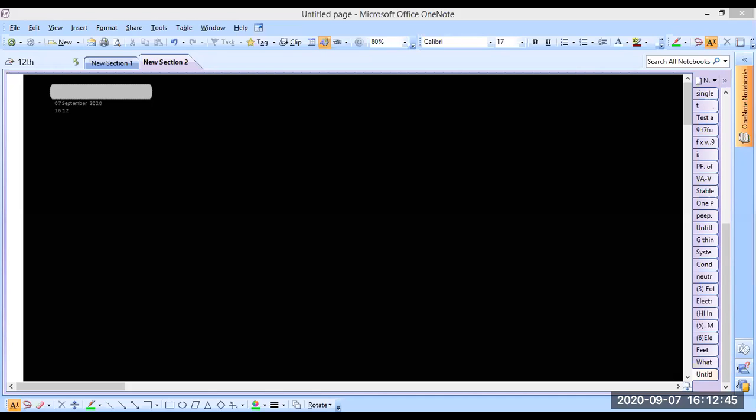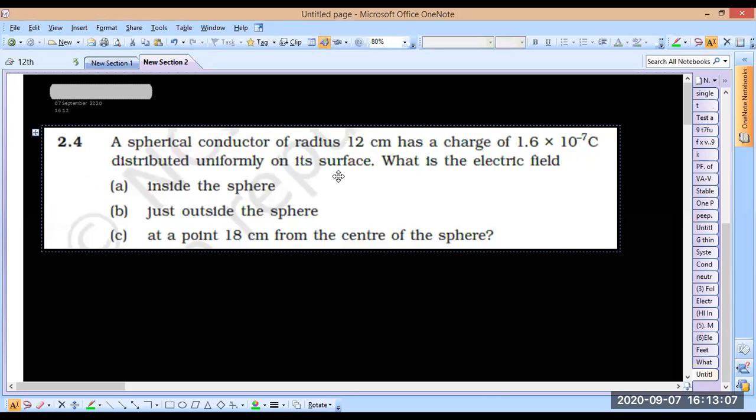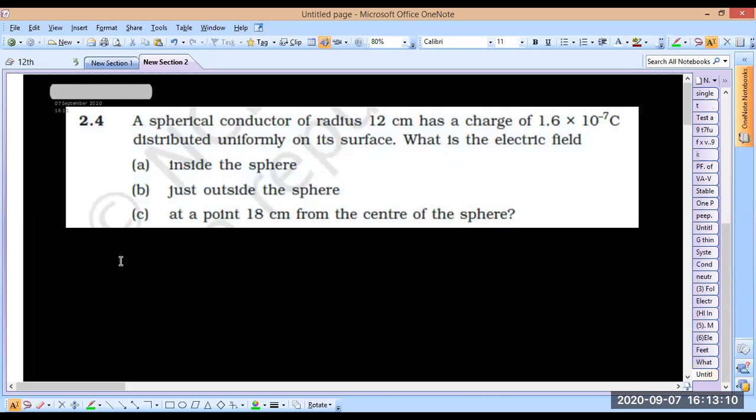Hmm. Question number 4 from the exercise. Avinash, why are you concerned about all that? They are more than your class.